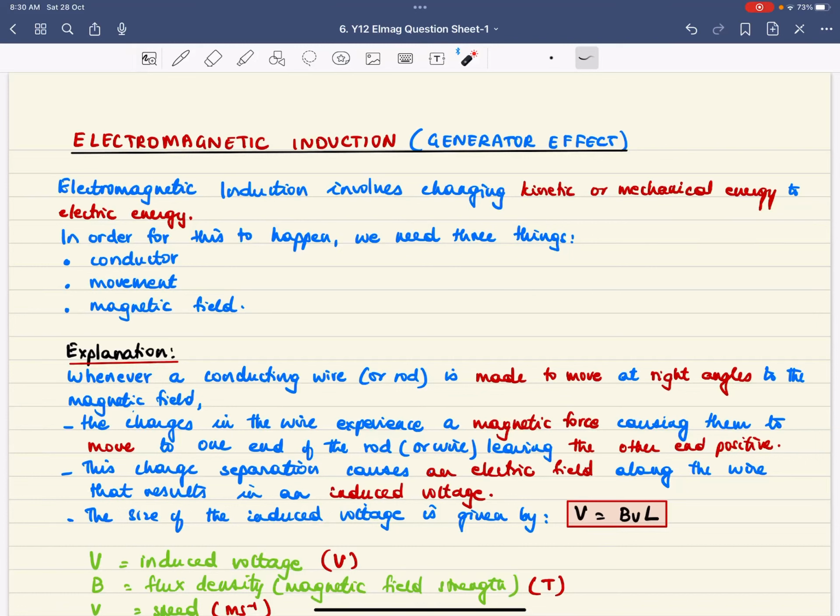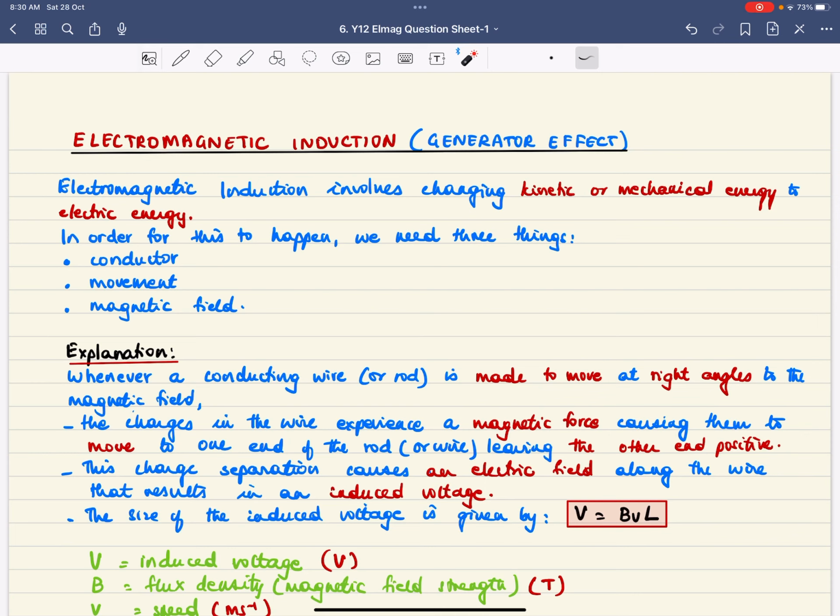Mrs. John for Year 12 Physics, and this is the last lesson on electromagnetism. It is quite a short topic, so I've just got 4 videos for you, and this one is on electromagnetic induction, which is also called the generator effect.